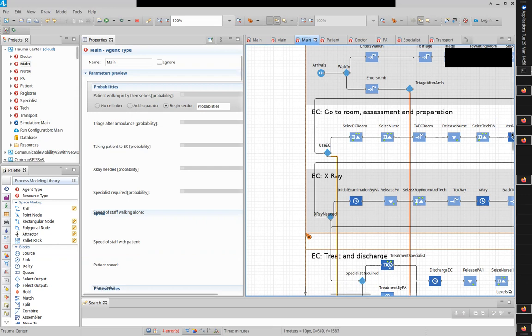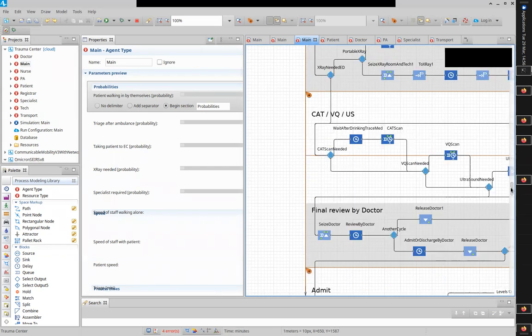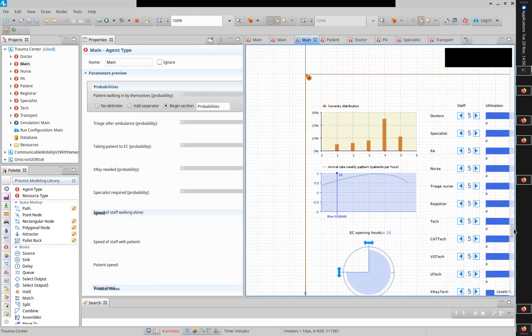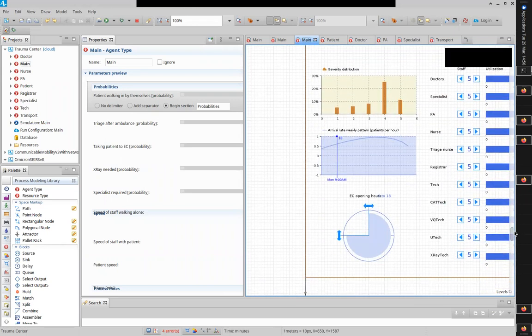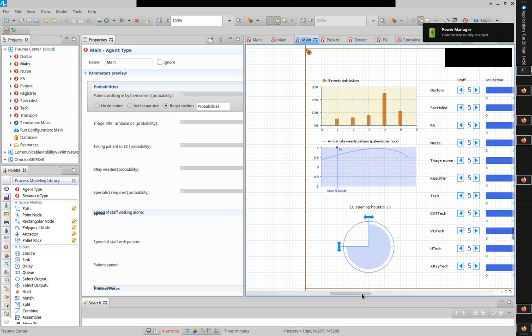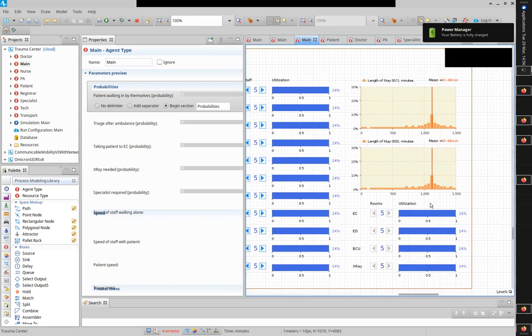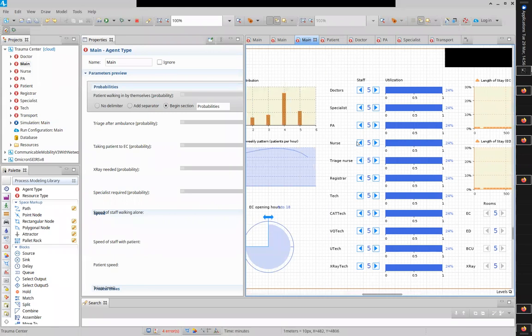Okay, so a lot of the attention in this sort of modeling is, in fact, on those resources. And you're interested in how the patterns of length of stay, for example, or utilization of resources at the different rooms that are available, the staff, these different types of staff, vary as you change. What if we have more physicians?